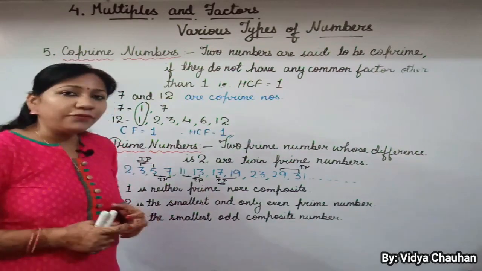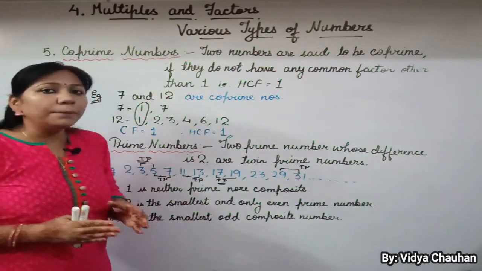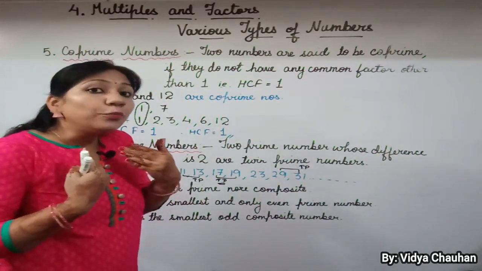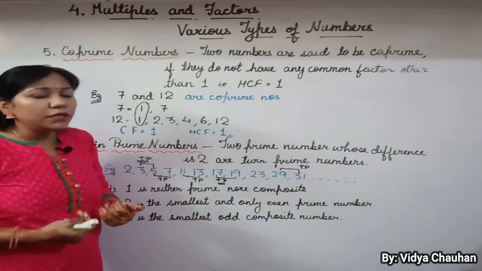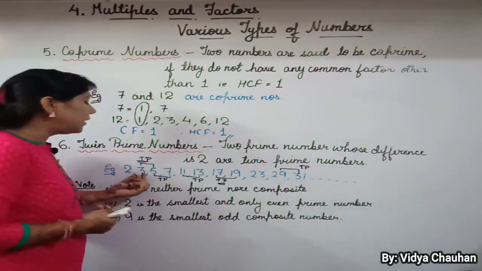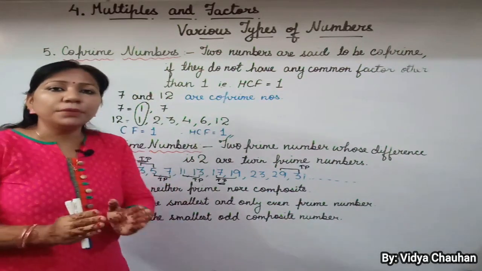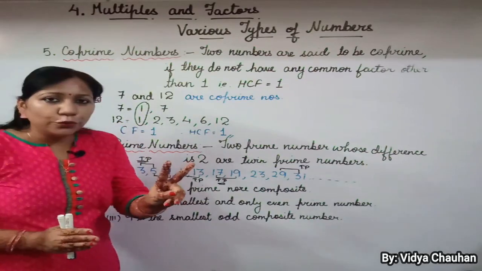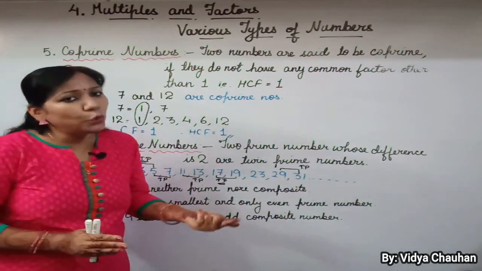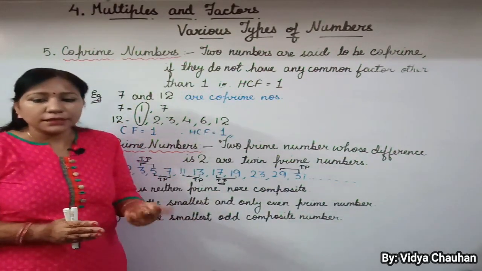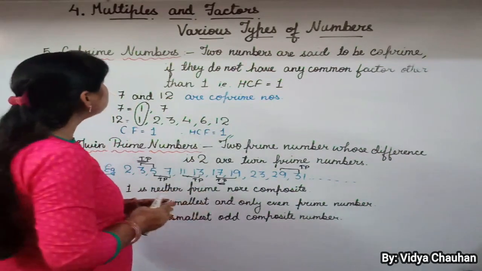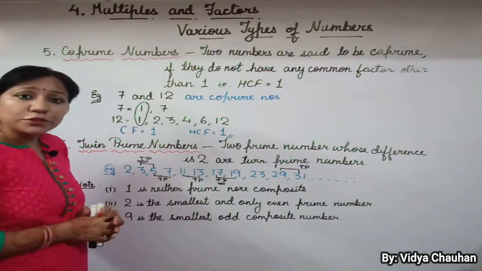So you can easily find out whether two prime numbers are twins or not. For finding that, you have to find the difference. If the difference between those two prime numbers is 2, that means they are twin prime numbers. Clear, students? So this is all about different types of numbers.